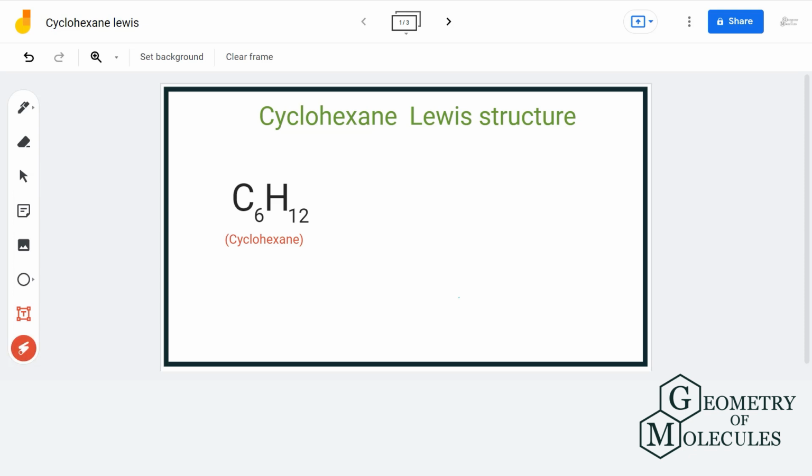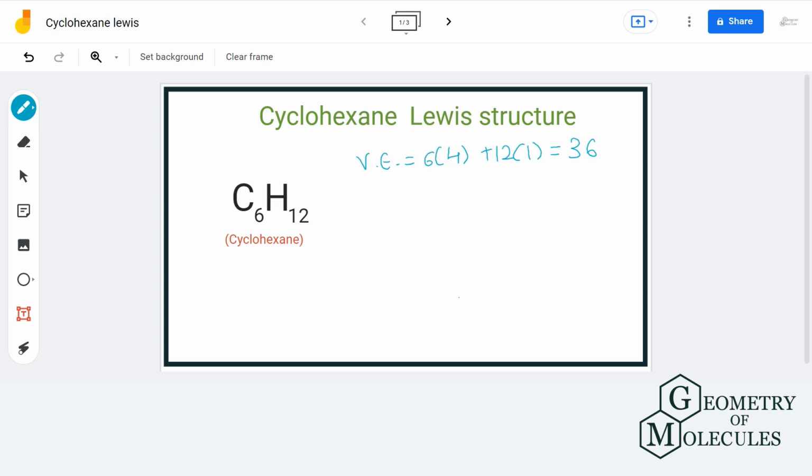In this video, we'll discuss the Lewis structure of cyclohexane. It has a chemical formula of C6H12, and for that, we will first count up the total number of valence electrons. We have 6 carbon atoms having 4 valence electrons and 12 hydrogen atoms that has 1 valence electron, and that gives us a total of 36.